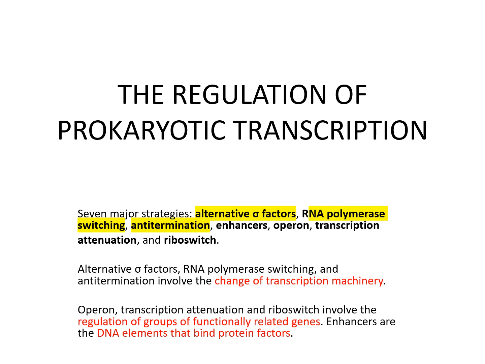And so for the alternative sigma factor, RNA polymerase switching, and anti-termination, these 3 strategies involve the change of transcription machinery. And the operon, transcription attenuation, and the riboswitch involve the regulation of a group of functionally related genes. Enhancers are DNA elements that bind protein factors.